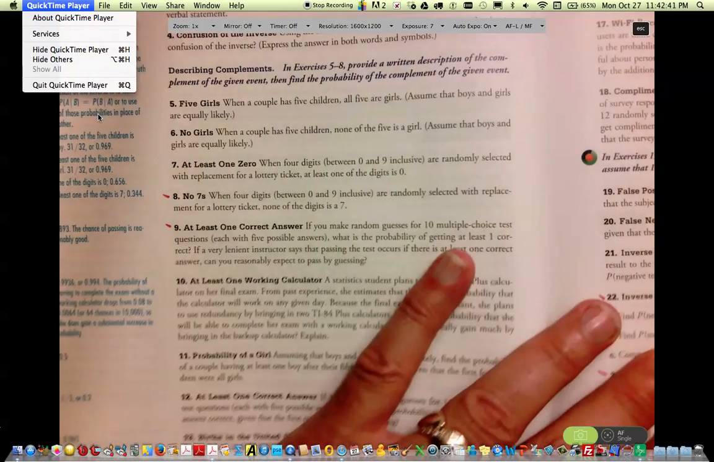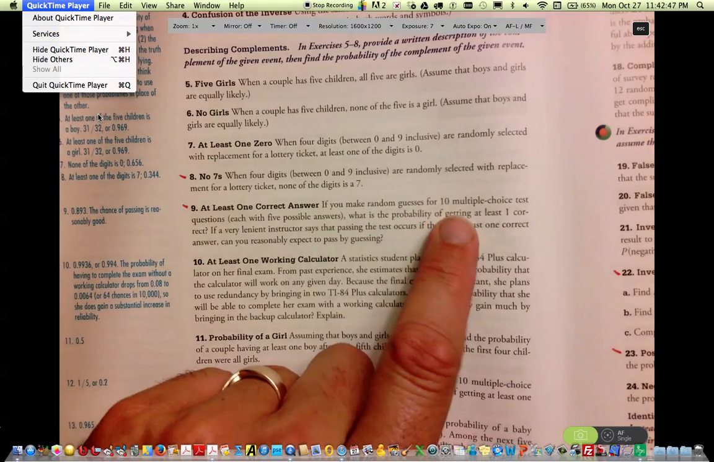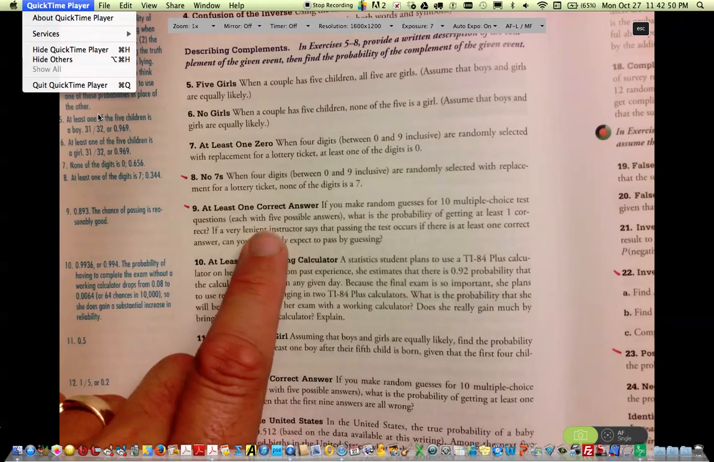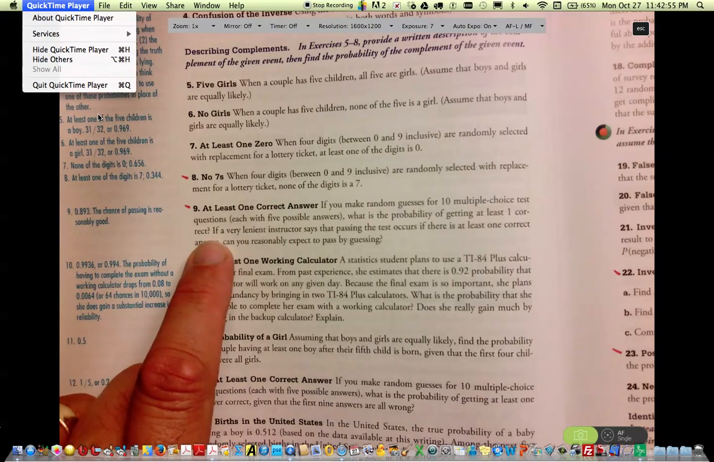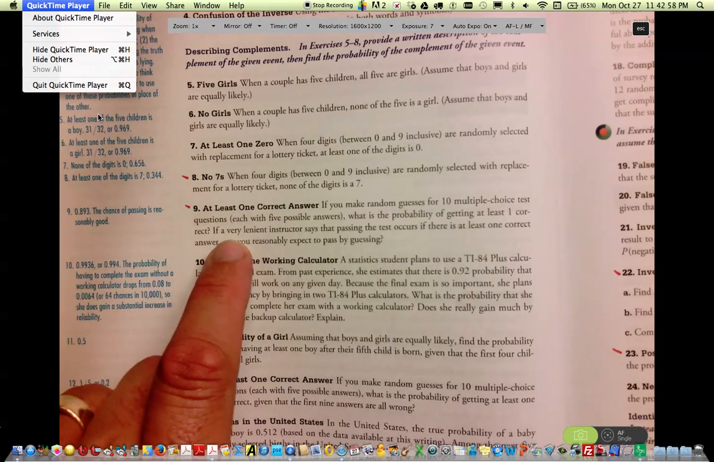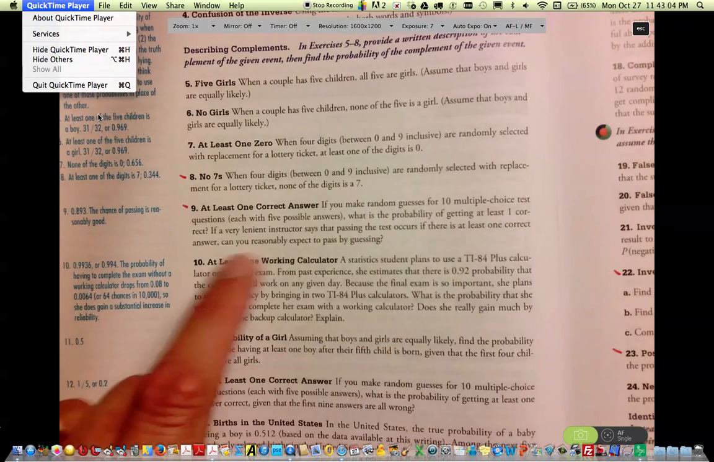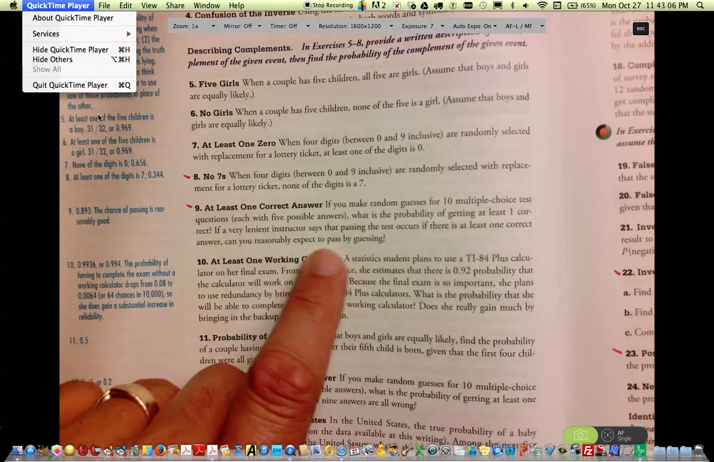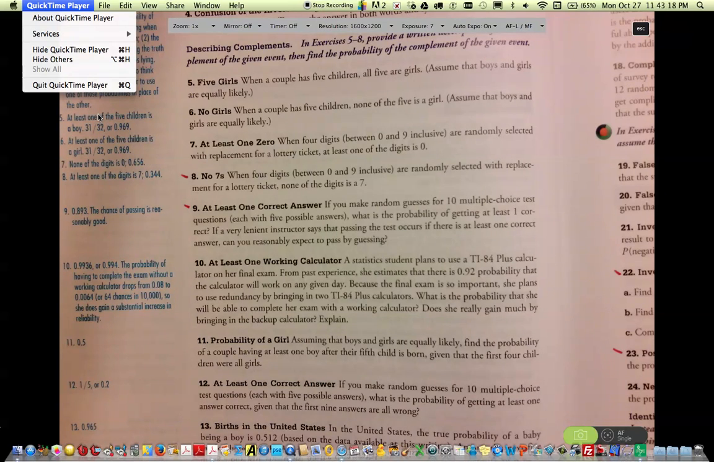Okay? And if you take a look at number 9, if you make random guesses for 10 multiple choice test questions, each with 5 possible answers, what's the probability of getting at least one correct? Okay, if a very lenient instructor says that passing the test occurs if there is at least one correct answer, can you reasonably expect to pass by guessing? All right, so if you think about the probability of getting at least one right, there's a whole bunch of different ways that you could get at least one right.